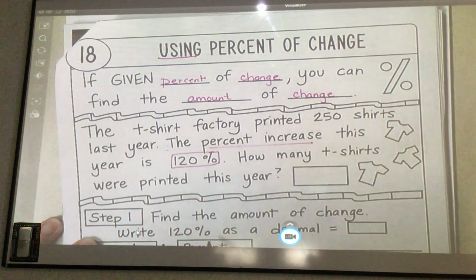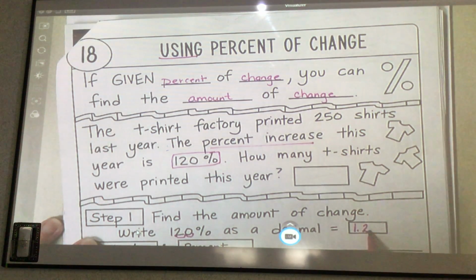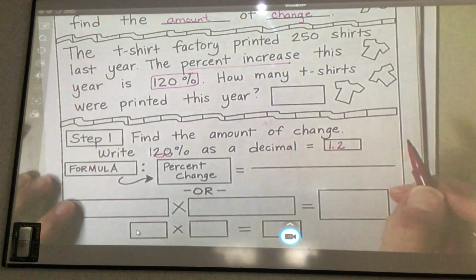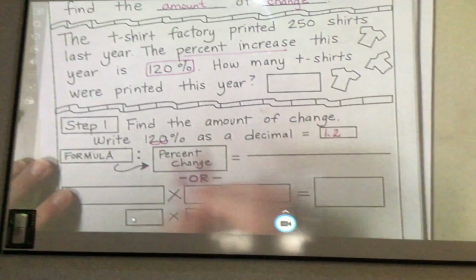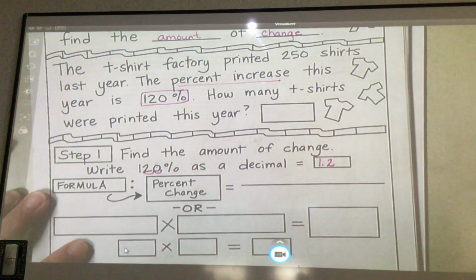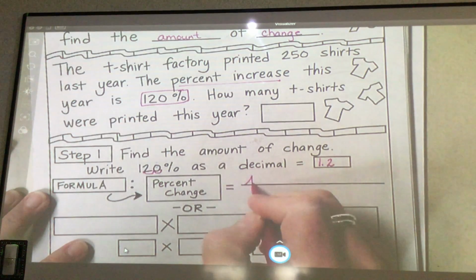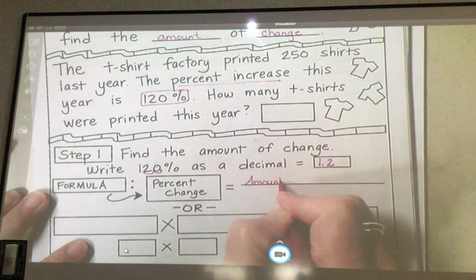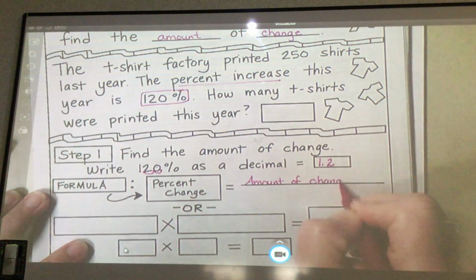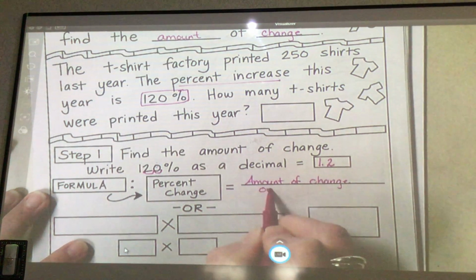You write 120% as a decimal. So I just move the decimal place over 2 places. So I have 1.2, and you can keep the 0 there if you want, or you can get rid of the 0. Our formula is percent change equals, and this is what we did the last couple days, the amount of change over the original amount.